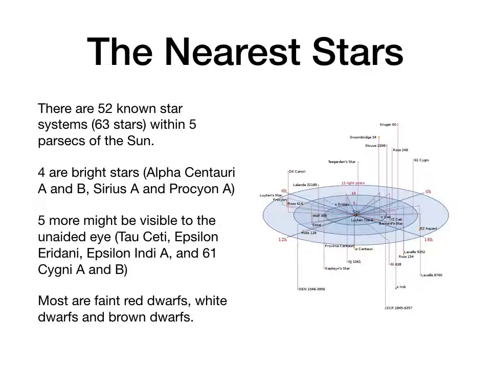And most of these stars are very faint. Even though they're our nearest neighbors, we can't see them without a telescope. They're stars we call red dwarfs, white dwarfs, and brown dwarfs. Dwarfs because they're all very small. And we're going to talk more about what a red dwarf is, what a white dwarf is, what a brown dwarf is later in the term.